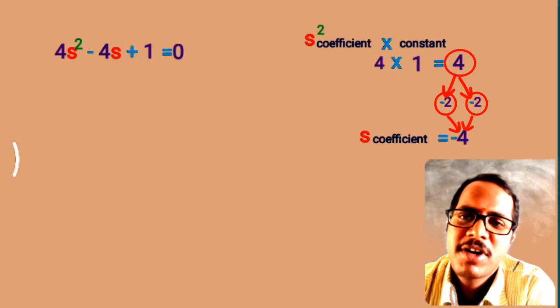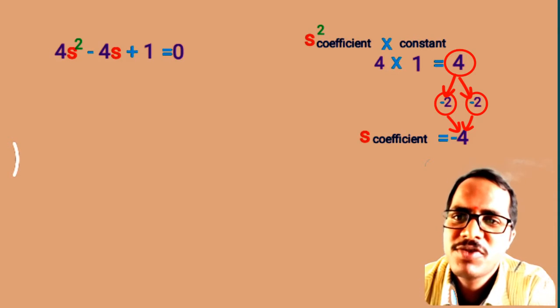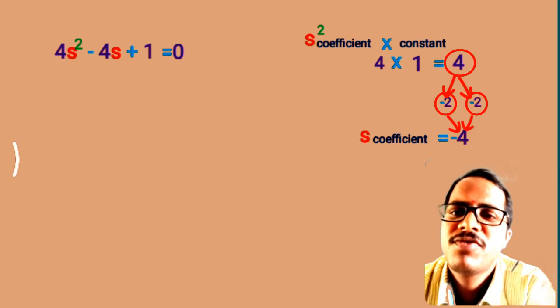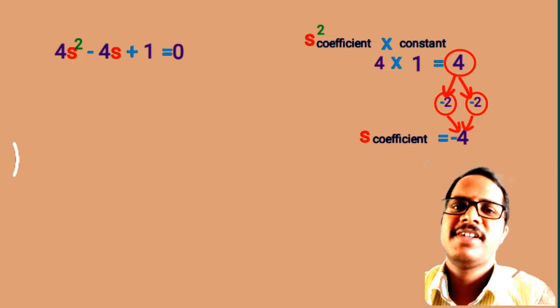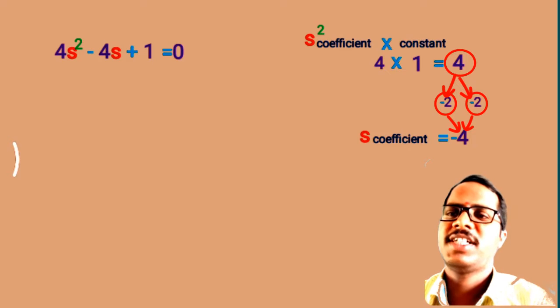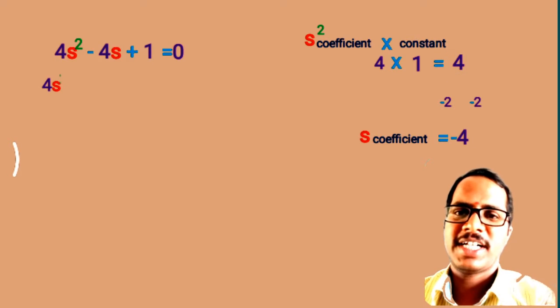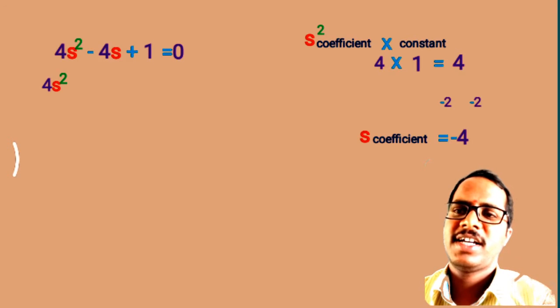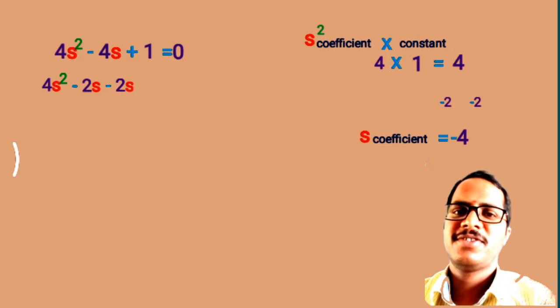because the product of these two equals to positive 4 and the sum of these two will be equals to s coefficient, that is minus 4. So let us take minus 2 and minus 2. Using these two, let us split the middle term minus 4s. For that let us write 4s square and minus 4s can be written as minus 2s and minus 2s plus 1 which equals to 0.